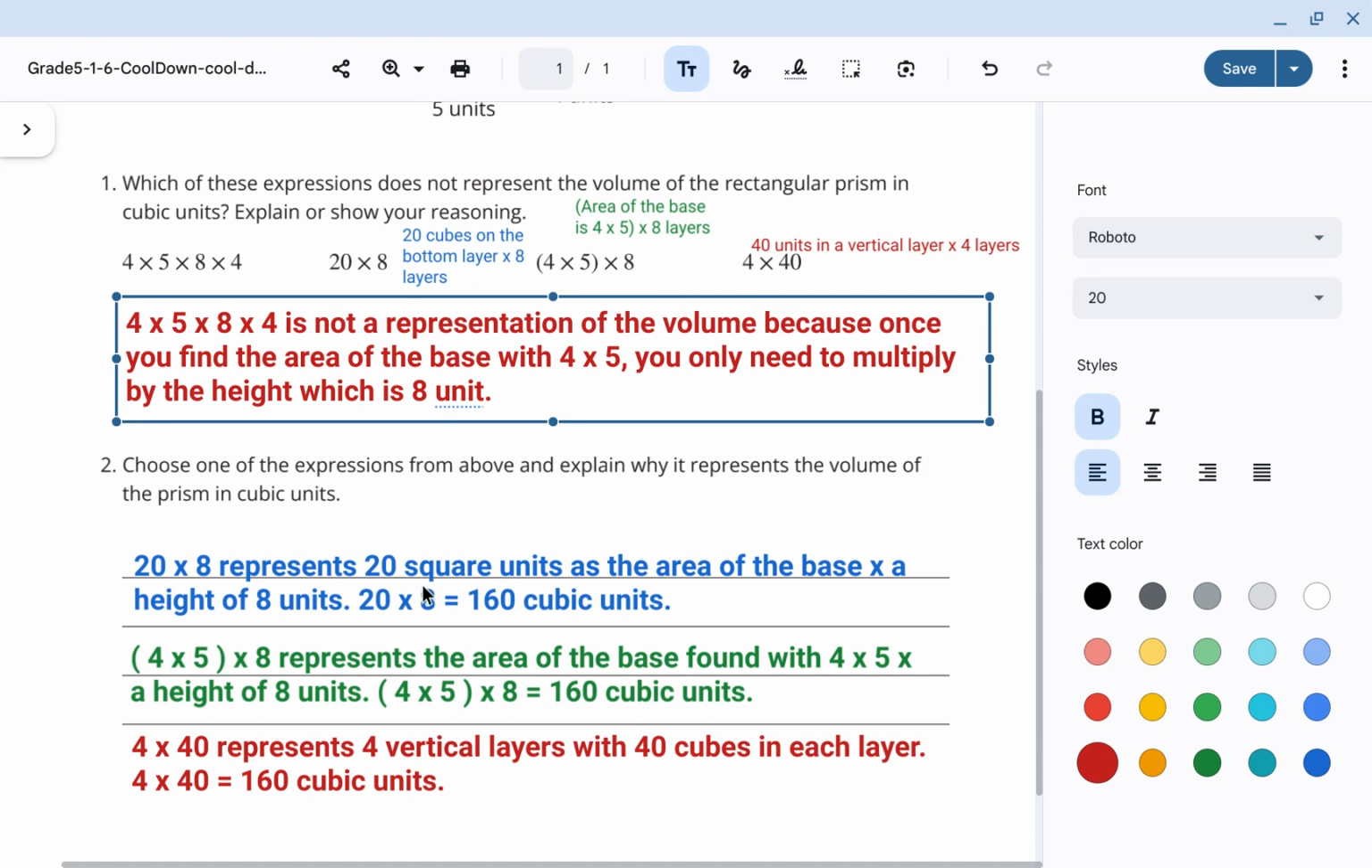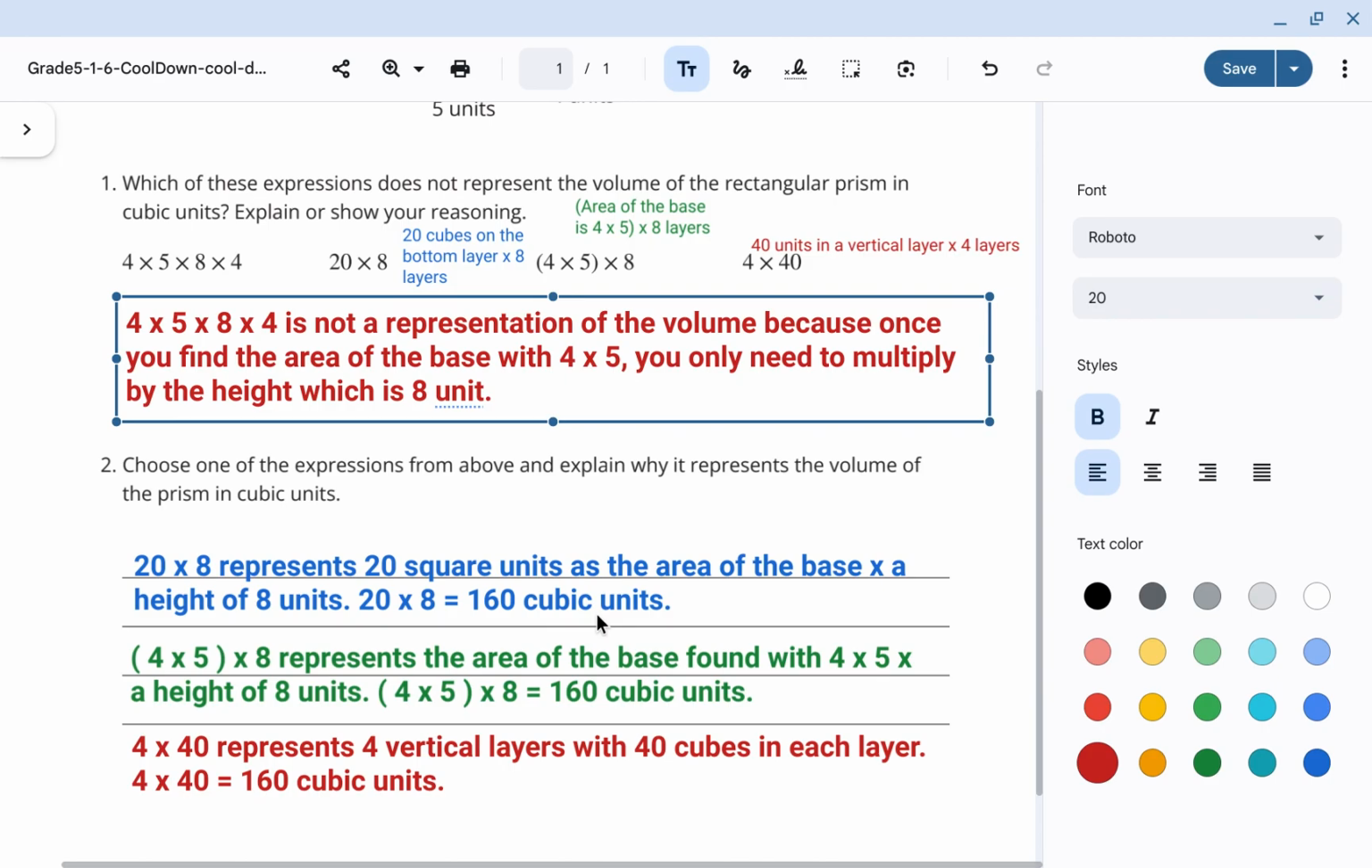So if you chose 20 times 8, 20 times 8 represents 20 square units as the area of the base times a height of 8 units. 20 times 8 equals 160 cubic units. So that would be an explanation of how it represents the volume if you chose the 20 times 8.